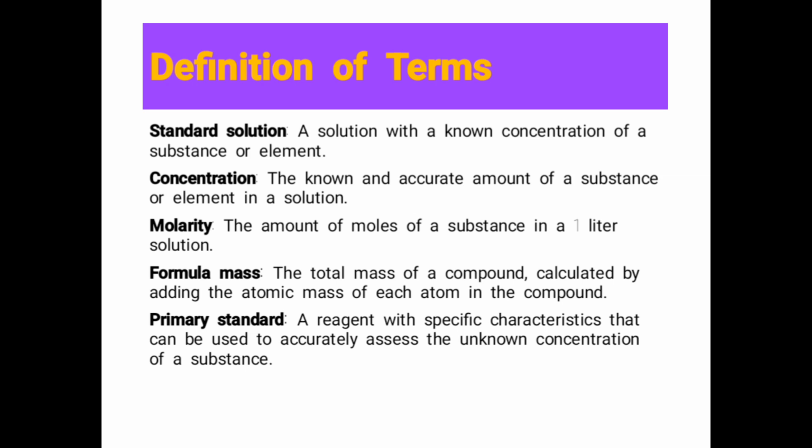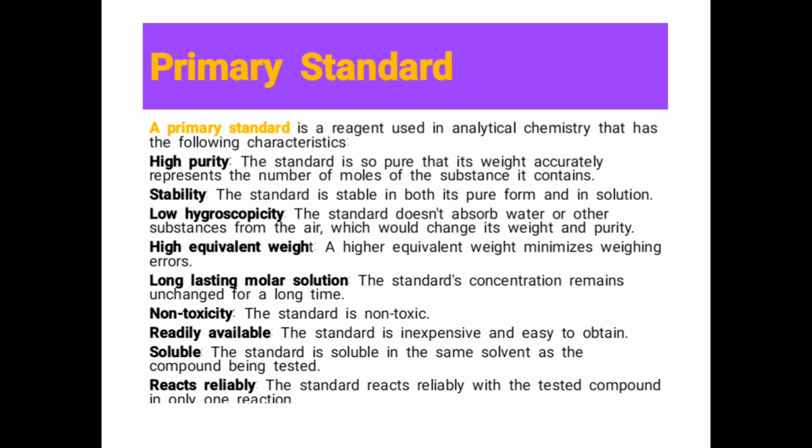Another one is to look at primary standard. A primary standard is a reagent with specific characteristics that can be used to accurately assess the unknown concentration of a substance. Now let's look at a typical primary standard, very important. A primary standard is a reagent used in analytical chemistry or generally in experiments.